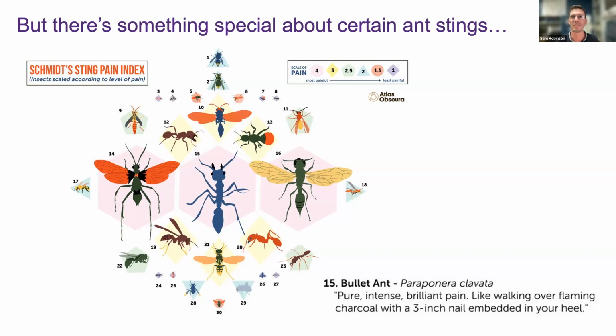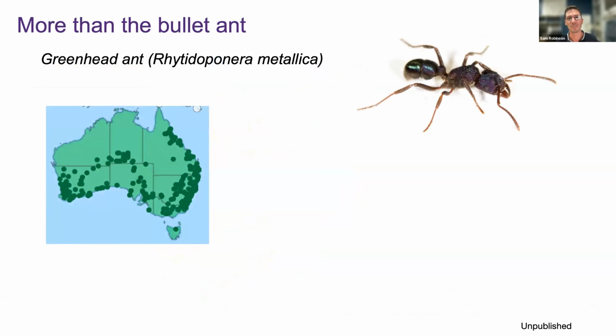It sounds like it's not just a membrane targeting peptide. And if you've ever been stung by this ant, you'll be pretty clear on that fact too, that there's something more to it. But there's also more than just the bullet ant. In Australia, we have an ant called Rhytidoponera metallica, or the greenhead ant.